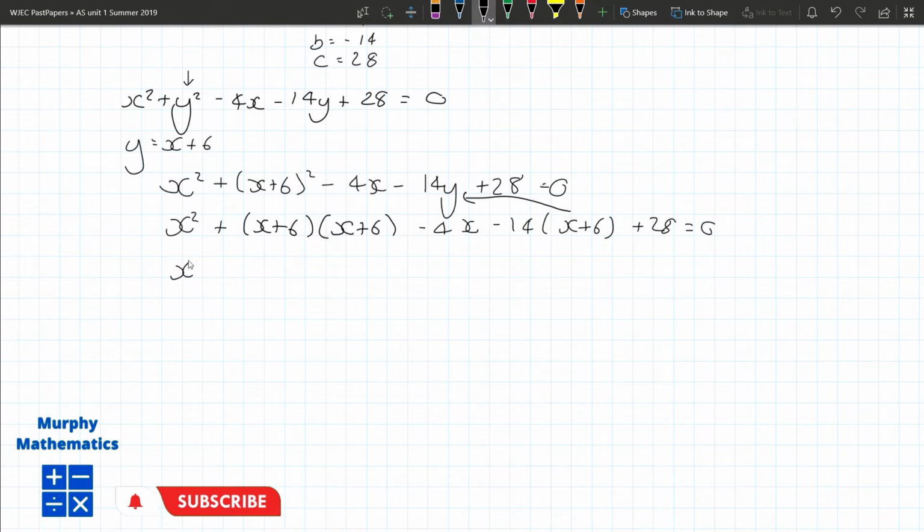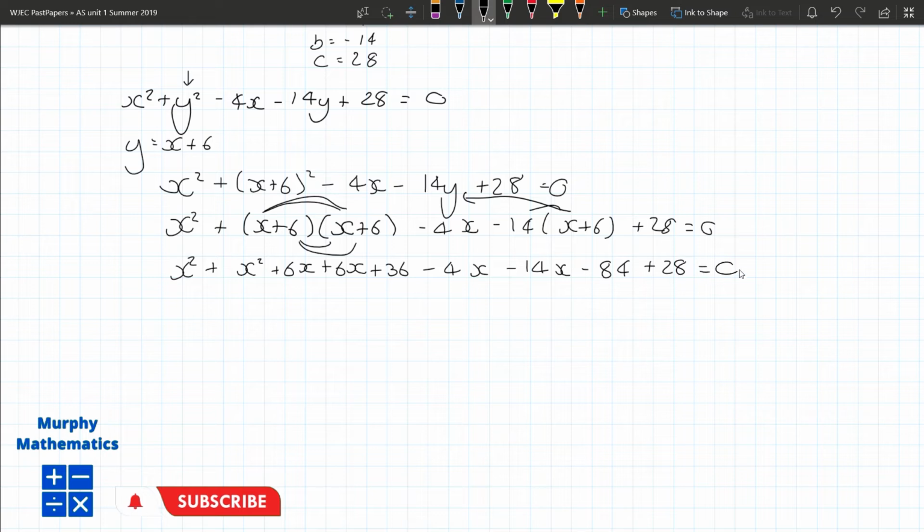So expanding out the brackets, I've got x squared plus x squared plus 6x plus 6x plus 36. I've got minus 4x, and minus 14 times x, minus 14 times 6, which I'm going to put into a calculator, it's 84, plus 28 equals 0.